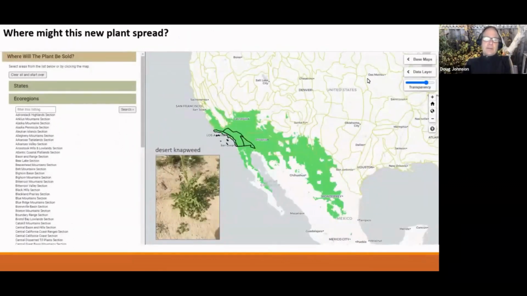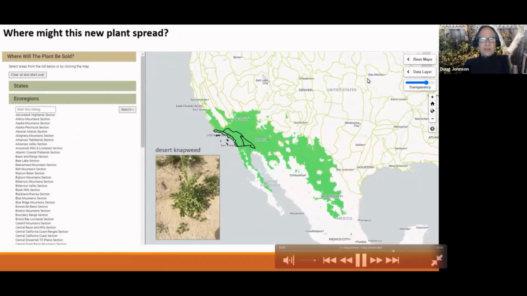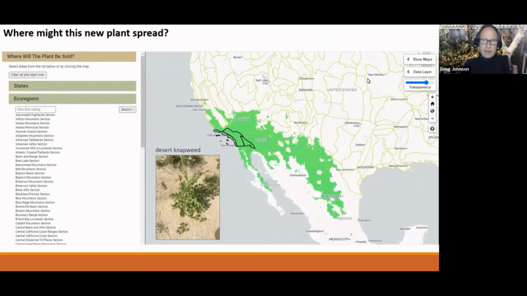Last, the pre-climate matching tool is set up for a user to select one or more states or ecoregions and then be able to see where else in the world has similar climatic conditions. Here I selected 3 ecoregions in Southern California where a new weed, desert knapweed, is found, and based on that, the tool generates the green shaded areas. That gives us an idea of where this new weed could spread if we aren't successful in containing it.